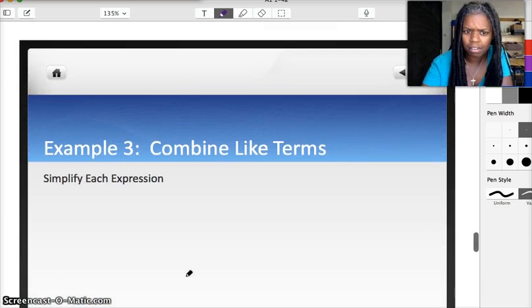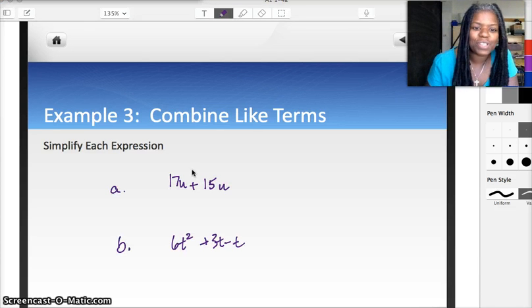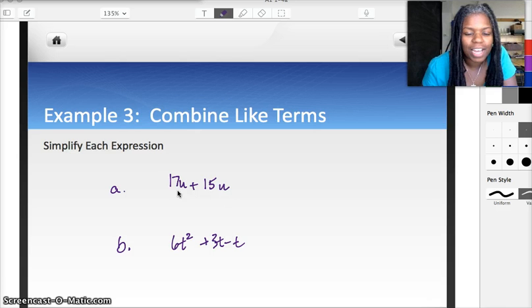That's it. All right, so combining like terms, this looks like another place I forgot to put an equation. Okay, there we are. All right, so here are our expressions, and we're going to simplify. I look at 17u and 15u. They are pretty much identical in terms of their variableness. It's a u to the first power.